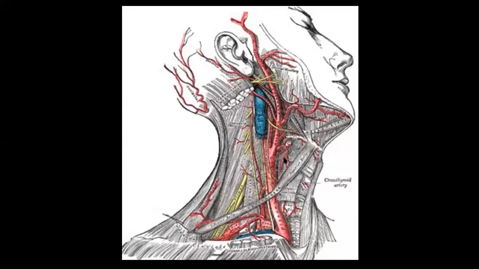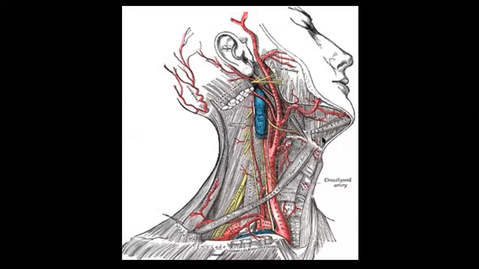First branch, here you can see this branch. This is called the superior thyroid artery. What are the 8 branches? You are supposed to find all these branches in the dissection hall. Superior thyroid artery.